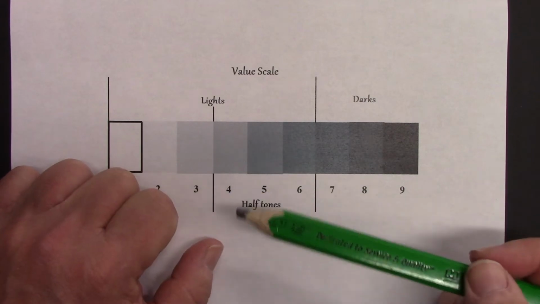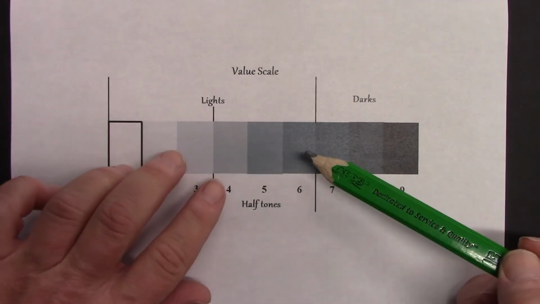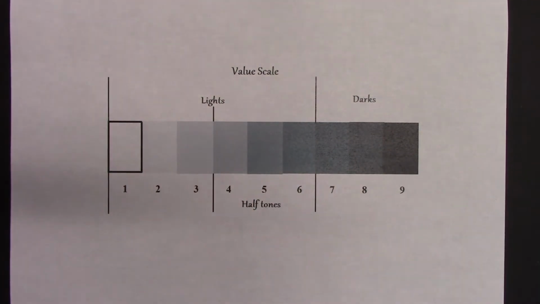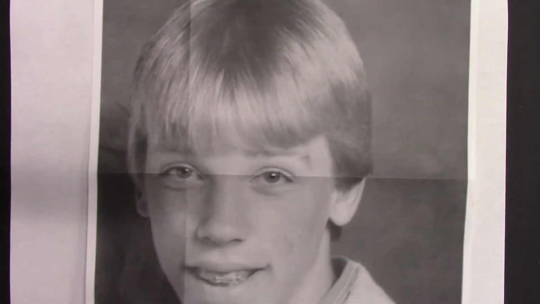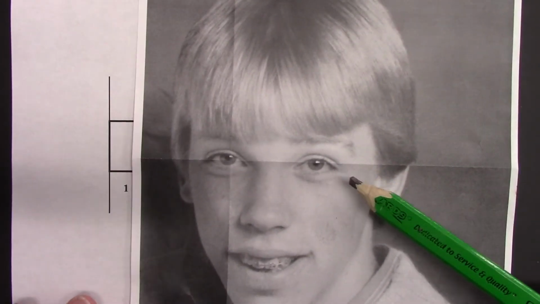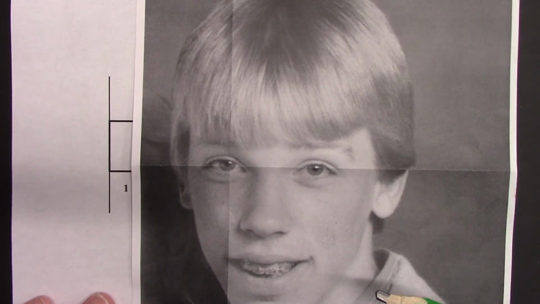So when you think about doing your own shading, you want to think, I've got a few lights, a few halftones, and a few darks that I'm working with. When you look back at your portrait, and we'll zoom in tight on it here, you want to find areas that are going to match those halftones, darks, and lights in your portrait.